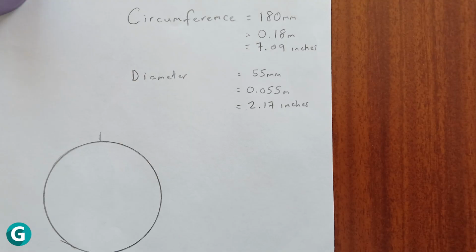If we take the circumference of 180mm and divide it by the diameter of 55mm, we obtain 3.27. It's not quite 3.142 due to the method I was using, however, we can see that the outcome is correct.